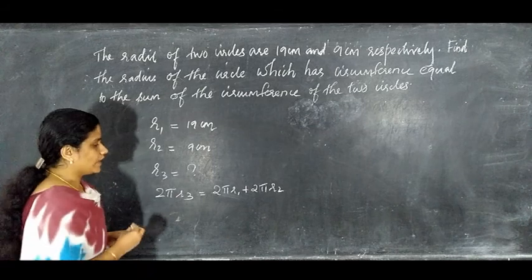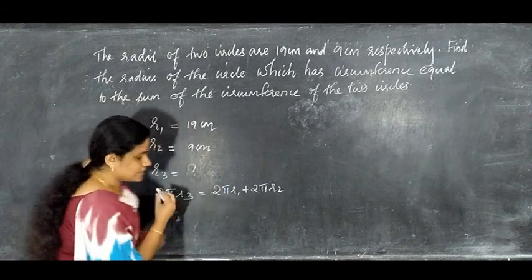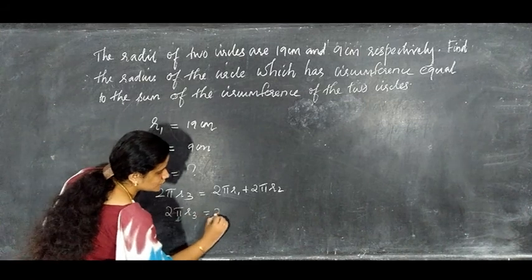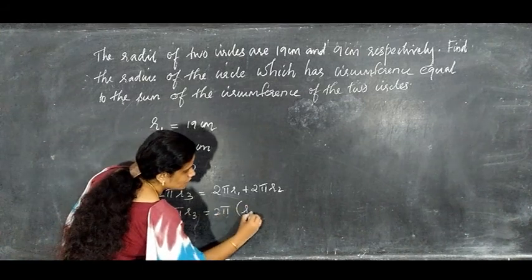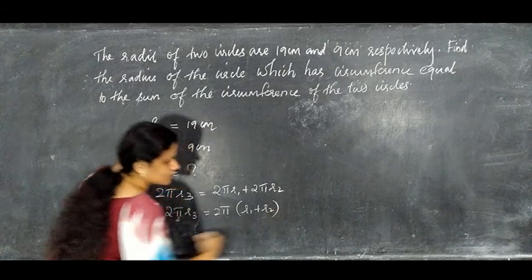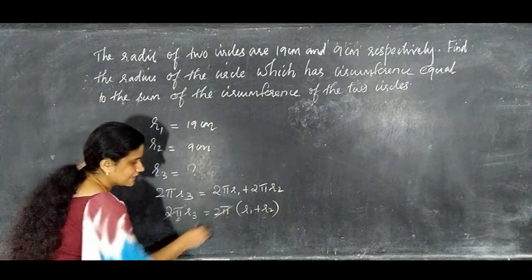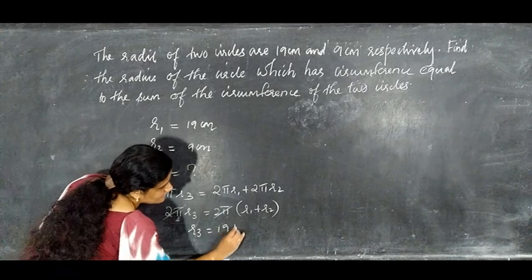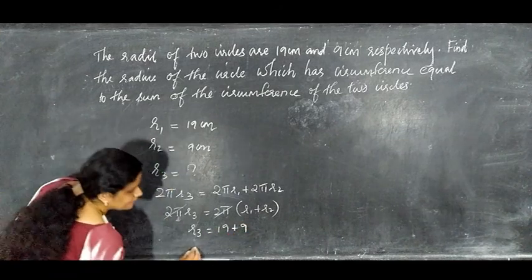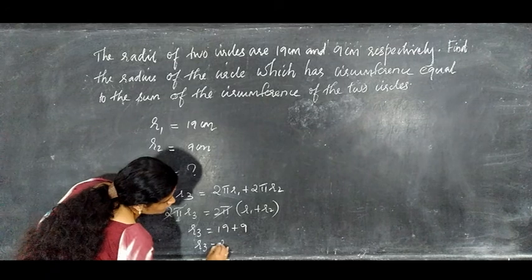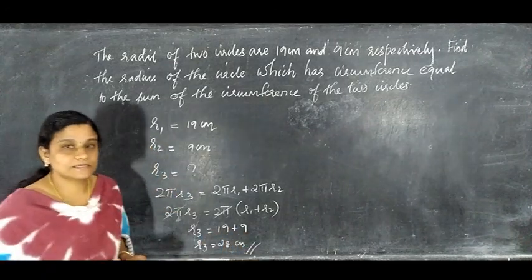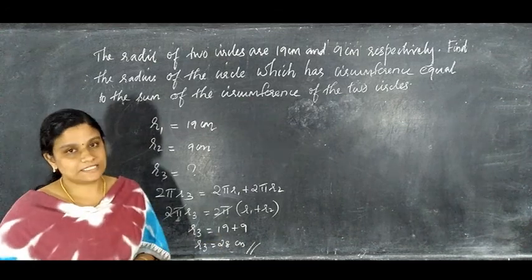Now here 2 pi is common, children? So 2 pi R3 is equal to 2 pi into (R1 plus R2). Now you see 2 pi will get cancelled. And what is that? R3 is equal to 19 plus 9. That is R3 is equal to 28 centimeter. Therefore, the radius of the third circle is 28 centimeter.